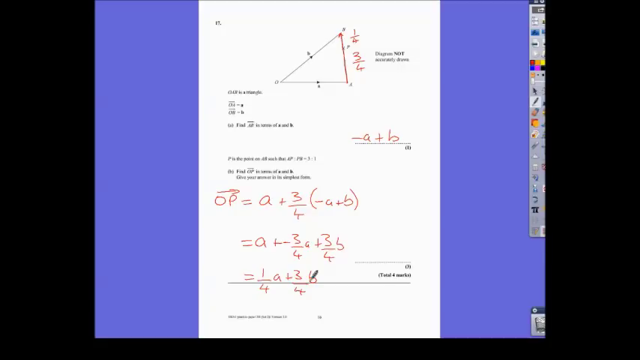Now, you can just leave it at that, but we should really factorise it to have a quarter outside the brackets. So if we have a quarter outside the brackets, that would have a plus 3b. So 1/4 of a is that bit, and 1/4 of 3b is 3/4 b.